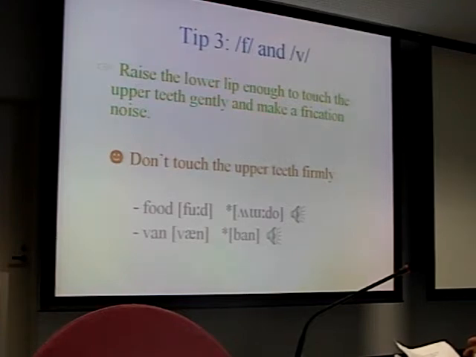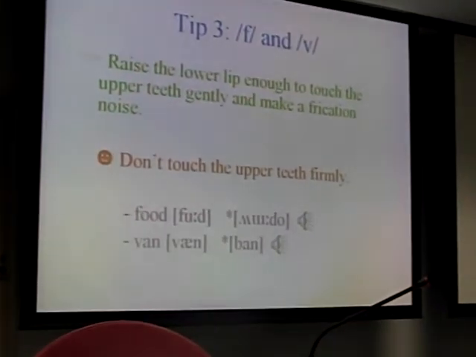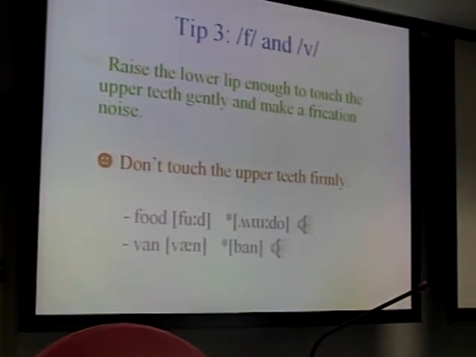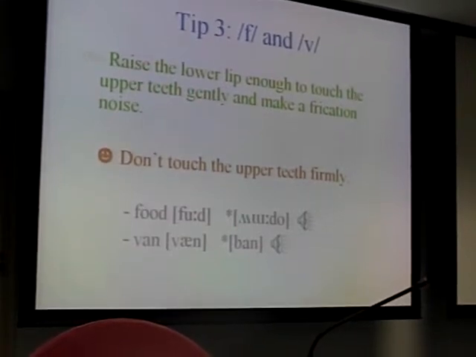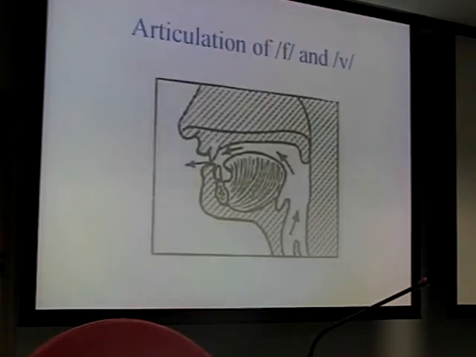And F and V, when you pronounce these sounds, you have to raise the lower lip enough to touch the upper teeth very gently and make a frication noise. So this picture shows you how these sounds are pronounced. So you have to touch the upper teeth very gently. If you touch the upper teeth too firmly, then it sounds like a plosive rather than a fricative.